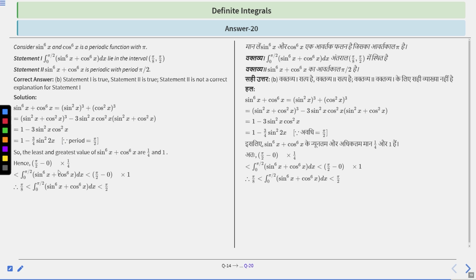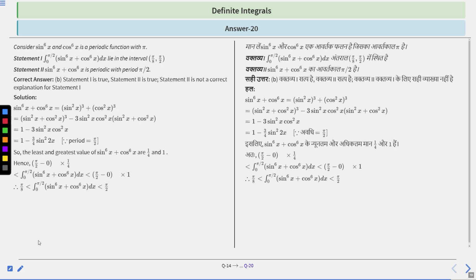Clear? So the least and greatest values of sine to the power 6x plus cos to the power 6x are basically 1 by 4 and 1. Why 1 by 4? Because the maximum value of sine square x is 1 and the minimum value is 0. Clear? Hence, the integration from 0 to pi by 2 of sine to the power 6x plus cos to the power 6x dx lies between (pi by 2 minus 0) into 1 by 4 and (pi by 2 minus 0) into 1. Therefore, the integral is between pi by 8 to pi by 2.